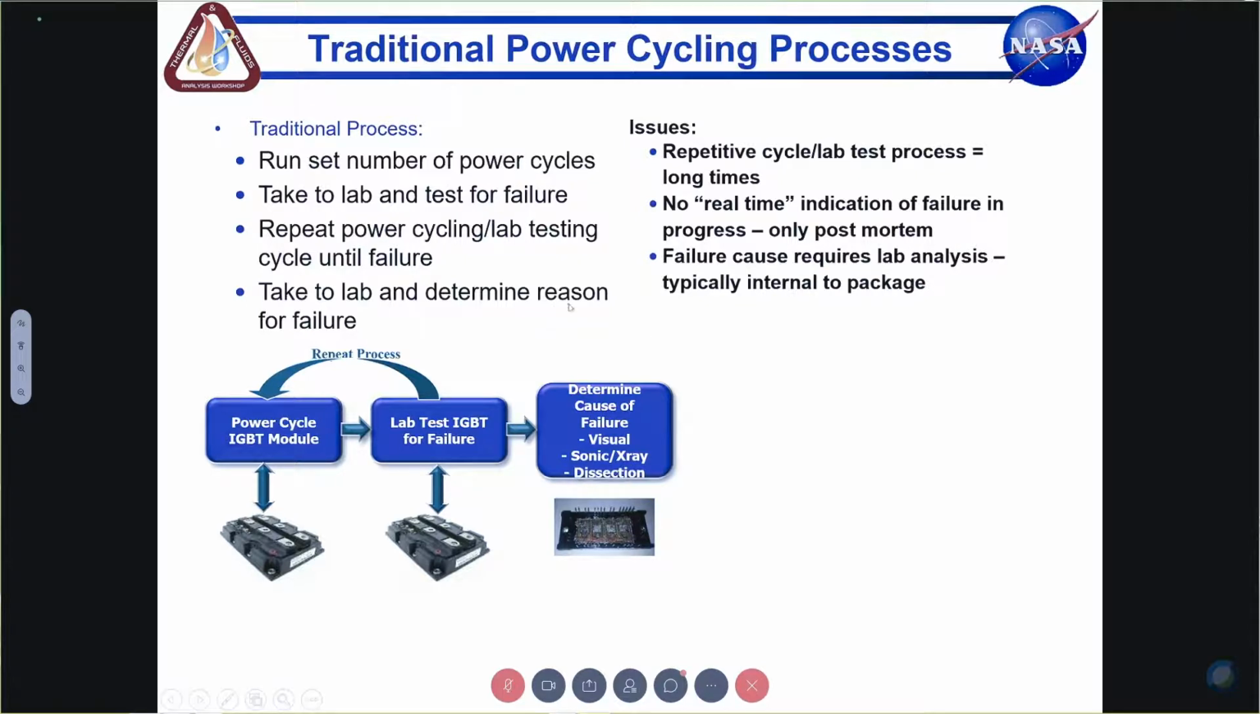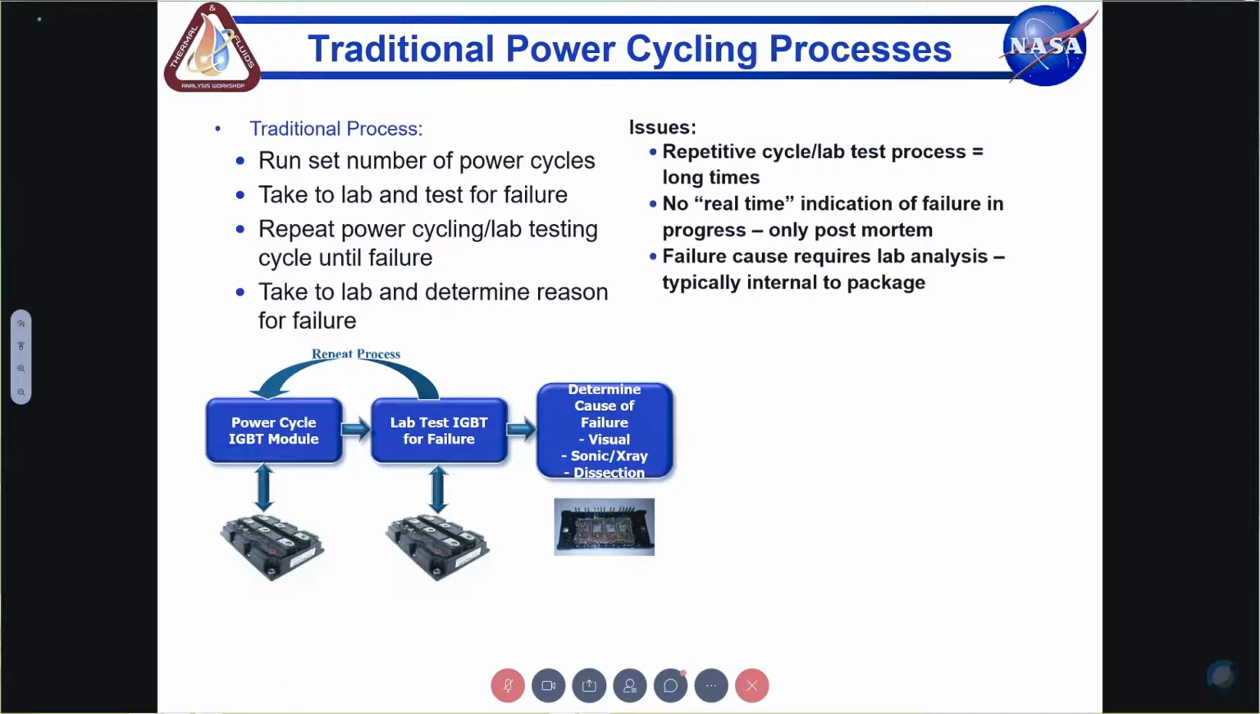A few slides on lifetime testing. One of the typical lifetime tests for power semiconductor devices is active power cycling, where you electrically turn on and turn off the component in a cyclical way and try to break it.